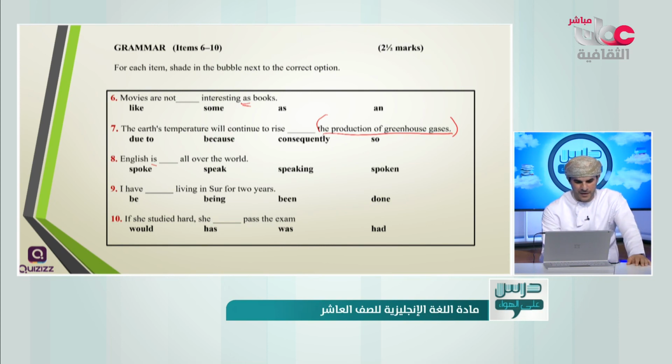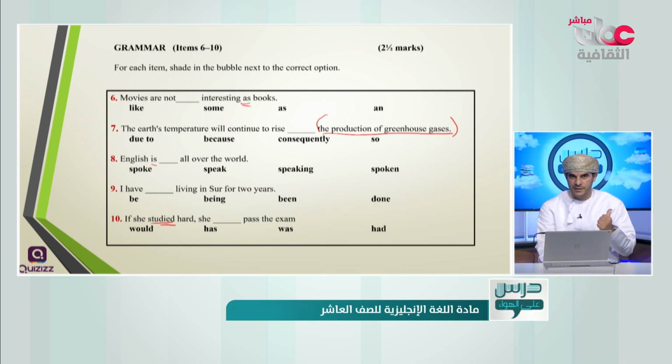So, number 9, I have what? After have, always use the past participle of the verb. Third form, the past participle of the verb. I have lived here for 2 years. 10, if she studied hard, she, here.